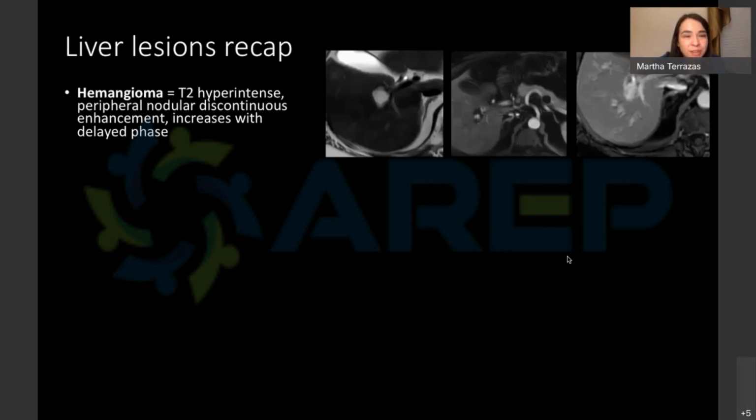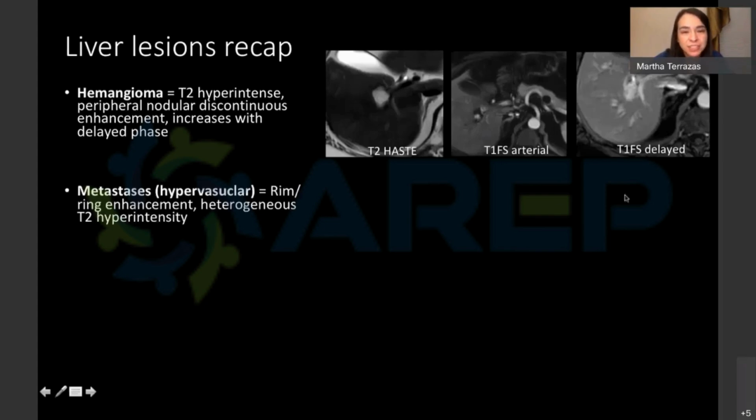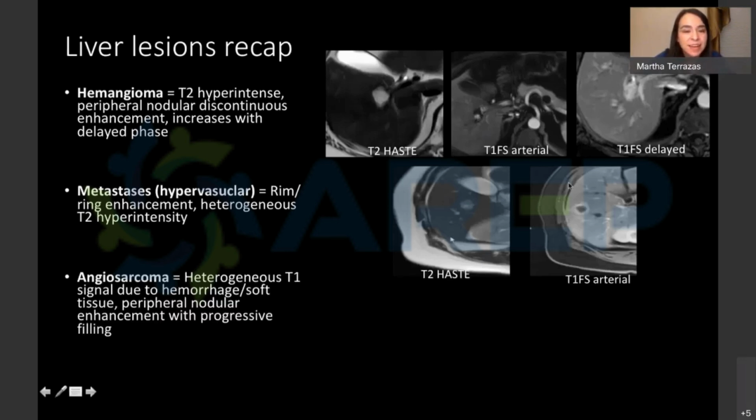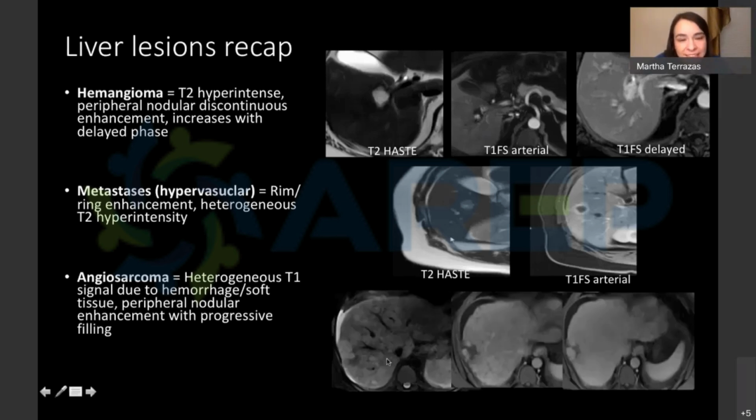So hemangioma, right? We want that to be T2 hyperintense, with peripheral nodular discontinuous enhancement, increasing on delayed phase imaging. Metastasis or hypervascular ones, right? These are very heterogeneous on T2, and they can have that ring or rim enhancement. And then angiosarcoma, right? These are heterogeneous on T1. They're heterogeneous on T2 as well, just due to hemorrhagic and soft tissue component. And those have peripheral nodular enhancement with progressive filling, but they're not bright on T2.